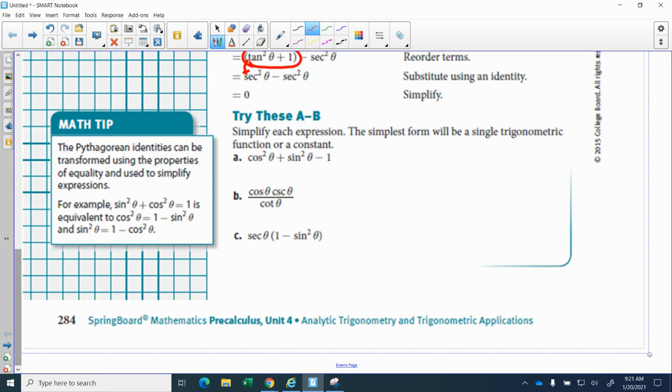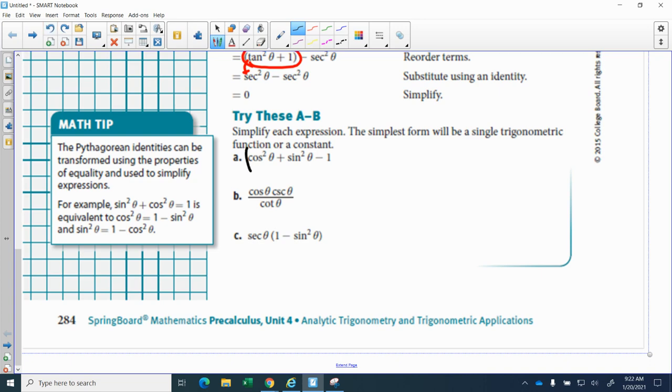If I look at letter A here, I'm trying to think about what I can use. Well, I start seeing the squares right off the bat. Notice how this is cosine squared and sine squared. The second I see that, my head should go to Pythagorean identities, because out of all the identities that we have so far, those are the only ones that had squared values in them. So now I want to see, can I find any of my Pythagorean identities in this problem?